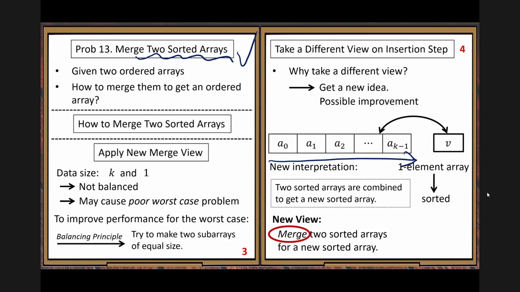With merge sort, you won't see an n squared worst case. The reason is that we split our data evenly, so we avoid the worst case.